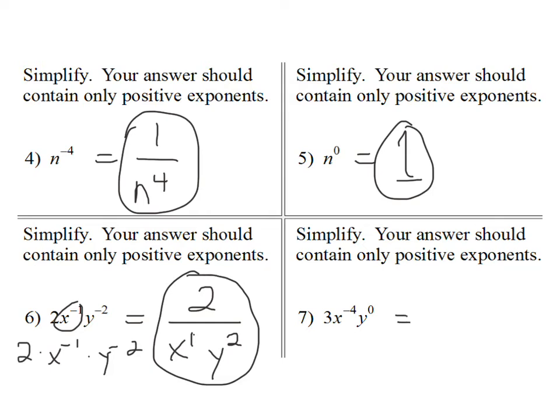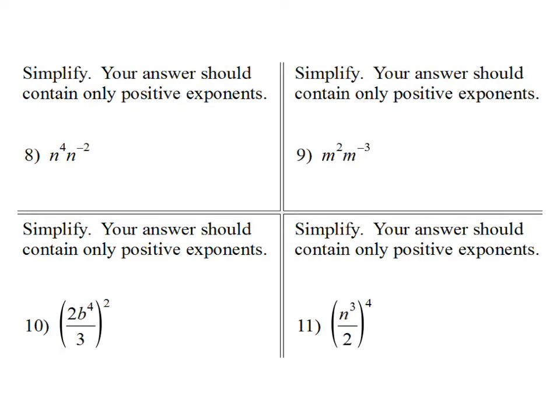And number 7 here, again the 3 is going to stay. The x to the negative fourth must be moved down to make it x to the positive fourth. And then anything to the 0 power is 1. So now my final answer is 3 over x to the fourth.